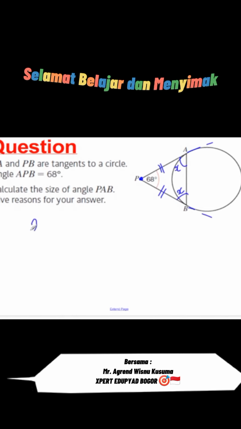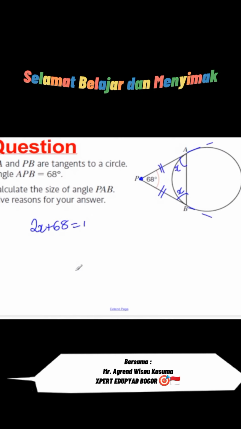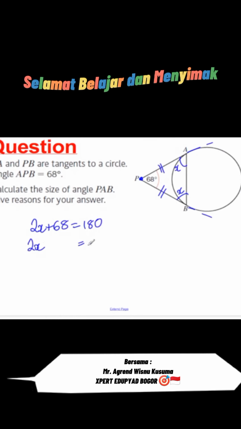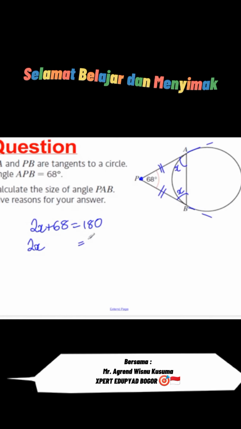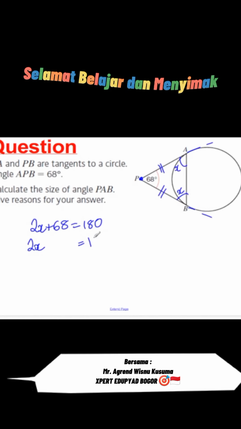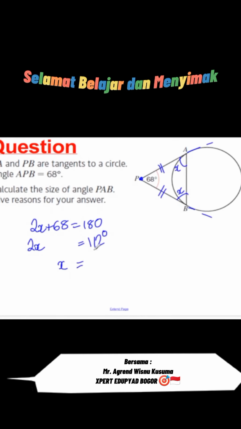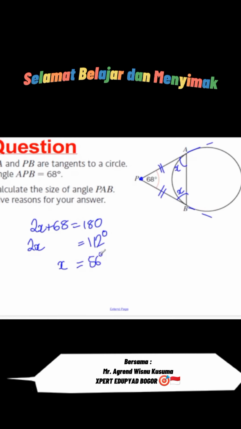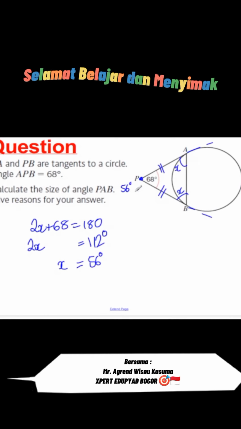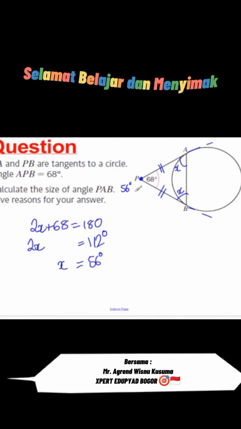So we know that 2x plus 68 must equal 180. And solving that, 2x must be 180 minus 68, which is 112. And so we know that x must be half that, which is equal to 56 degrees. And the angle PAB is therefore 56 degrees. Okay, so those are all the 7 circle theorems that you need to learn.